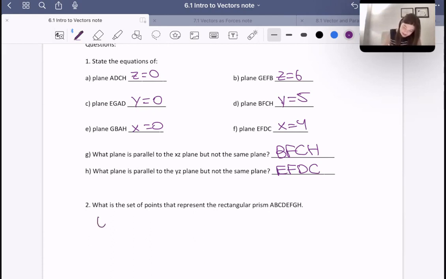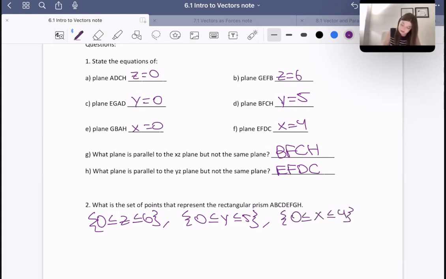So Z can be anything from 0 to 6. What about Y? Y can be anything from 0 to 5. And what about X? X can be anything from 0 to 4, right? Including those numbers.